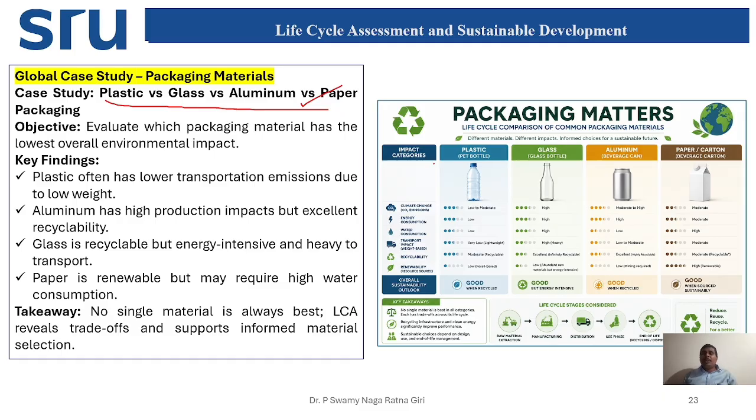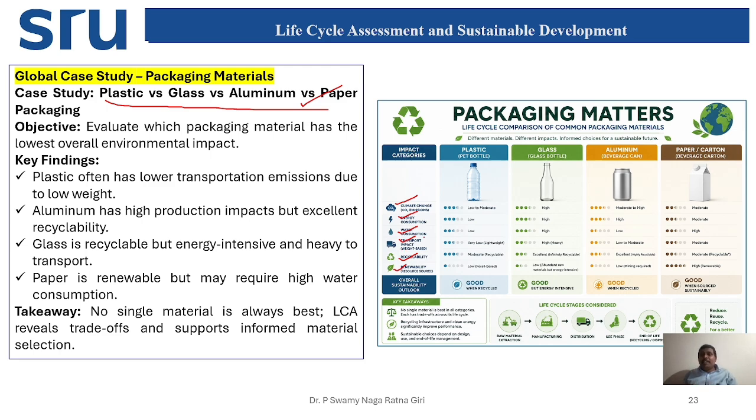For the PET bottle test, the impact categories are climate change, energy consumption, water consumption, transport impact, recyclability, and renewability. These are the parameters I have considered to compare the plastic bottle versus glass bottle versus aluminum and paper carton. So let us try to understand the scenario. What is going to happen when you use PET bottles?